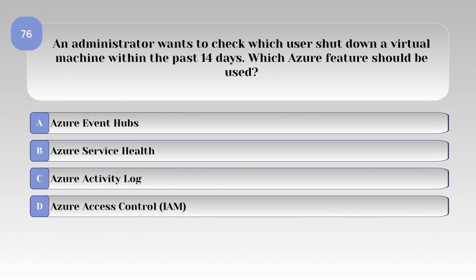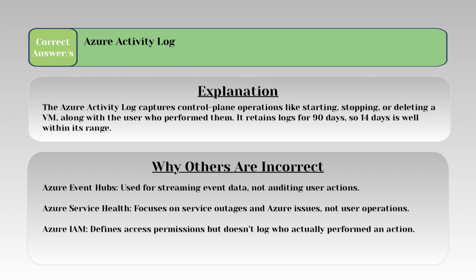An administrator wants to check which user shut down a virtual machine within the past 14 days. Which Azure feature should be used? Correct answer, Azure Activity Log. Explanation: the Azure Activity Log captures control plane operations like starting, stopping, or deleting a VM, along with the user who performed them. It retains logs for 90 days, so 14 days is well within its range.